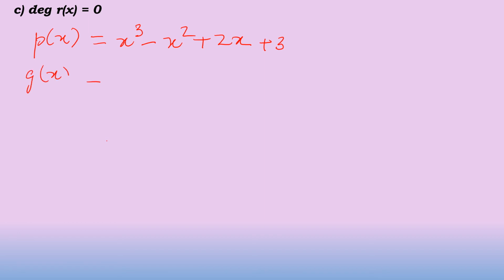Next one is to show a polynomial which has degree of r of x is equal to 0. So for this, let us consider a polynomial p of x is equal to x cube minus x square plus 2x plus 3 and g of x is equal to x square plus 2. We will divide and see what do we get. What will be our q of x and what will be our r of x.